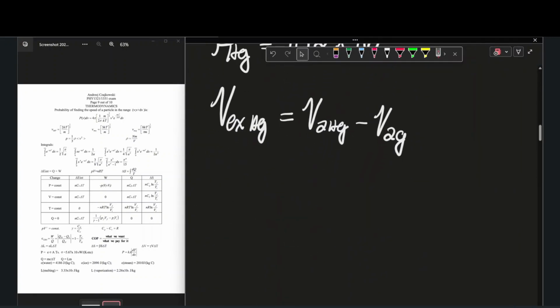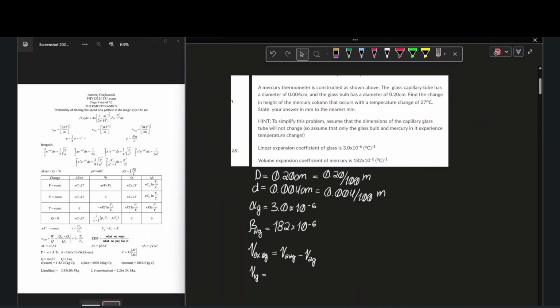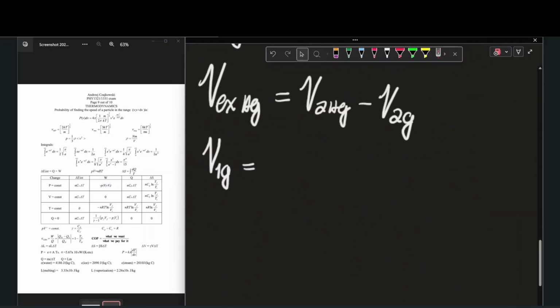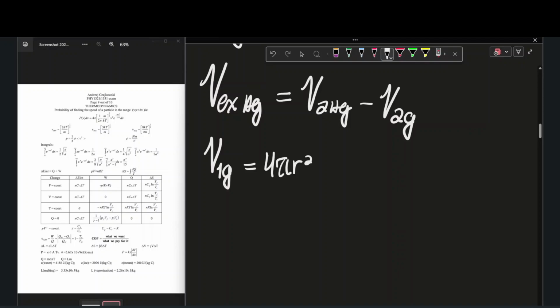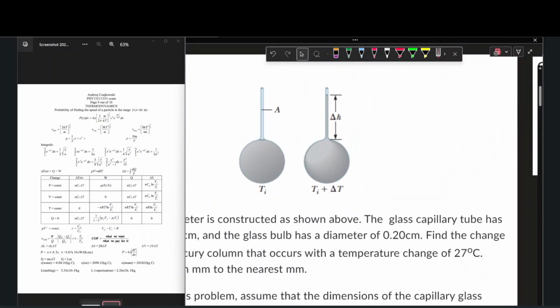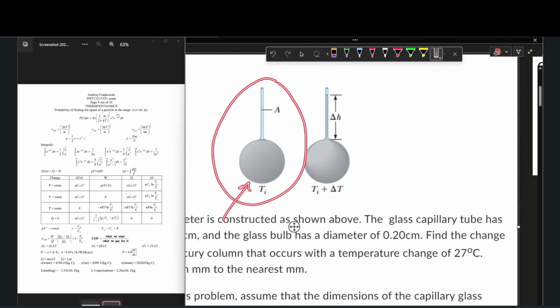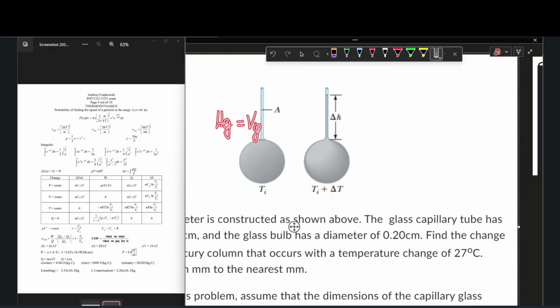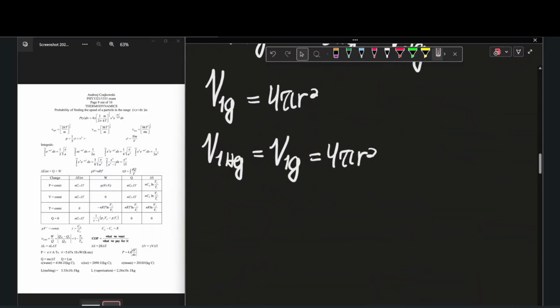So we'll make some more statements. We know that the initial volume of glass is the same as the volume of a sphere, which is 4 pi r squared, right? We can also say the initial volume of mercury is the same as the volume of glass initially. Now, why can we say this? Well, just focusing on this part, we see that the only mercury we have takes up the space of the bulb. That means that we have an equal amount of mercury to the volume of glass, right? So from there we can make this statement.